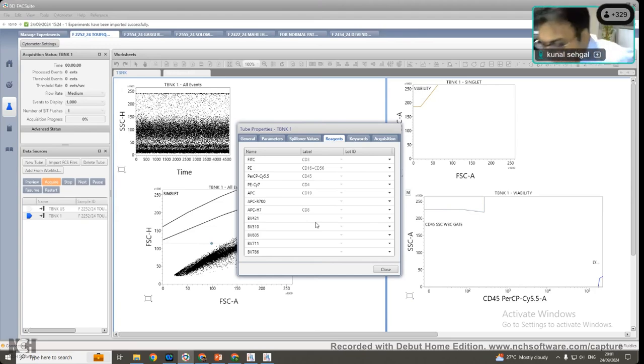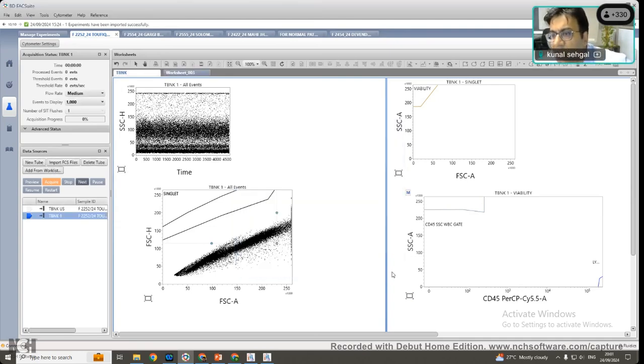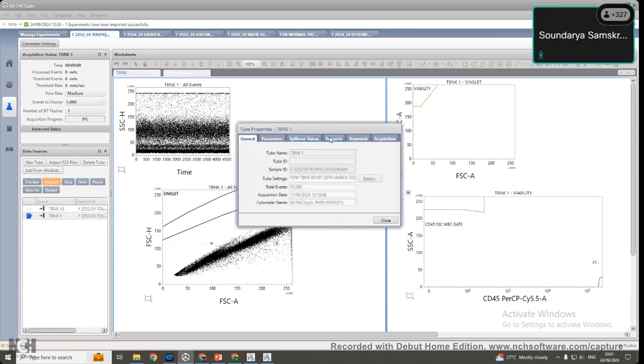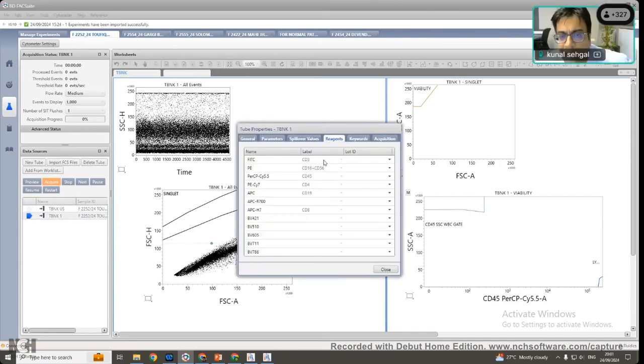Now, anyone from the students, what do I mean by this color? 6 color, what does it mean? What is 6 color, 8 color, 4 color, 12 color? Can you tell me? Any one of you? The number of channels that are there for us to analyze simultaneously. Great. So your answer is correct.